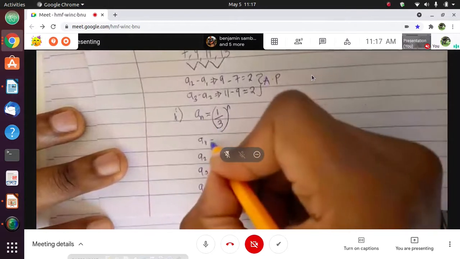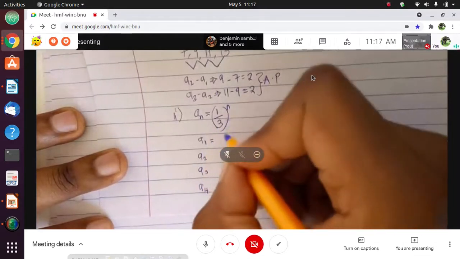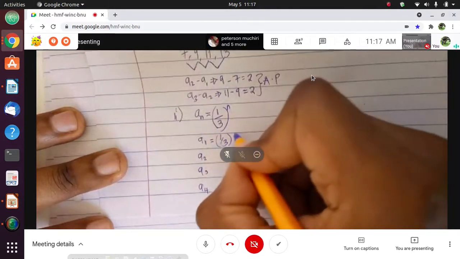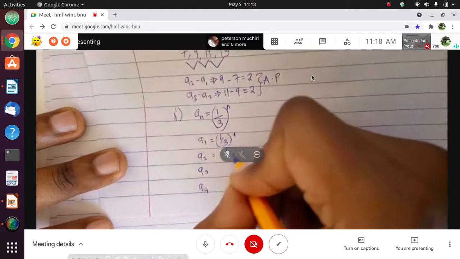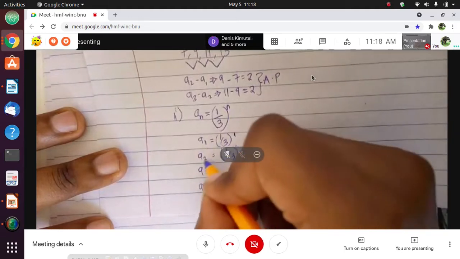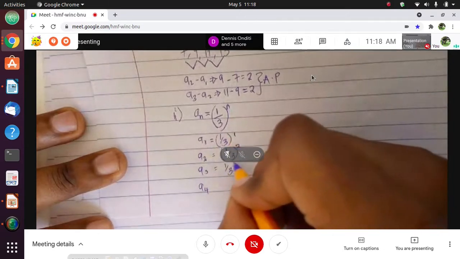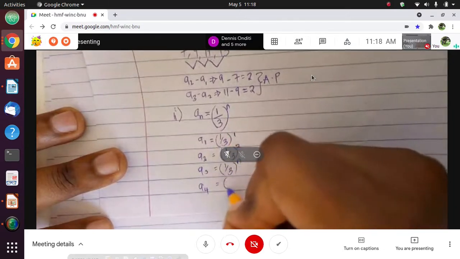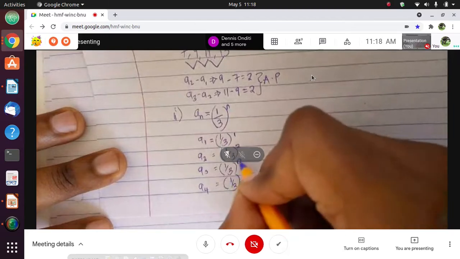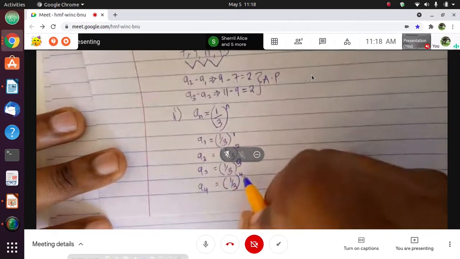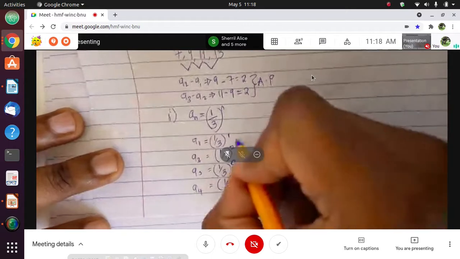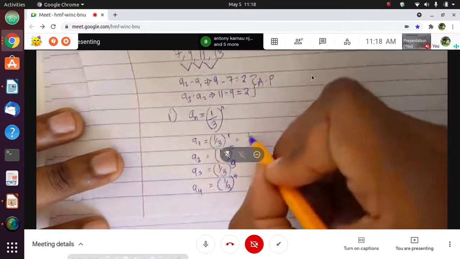We will plug 1 where n is for A1, so this will be a third raised to 1. For A2, we will plug 2 where n is. A3 the same, we plug 3, and A4 the same, we plug 4 where n is supposed to be. Therefore, A1 is a third raised to power 1, which is a third.